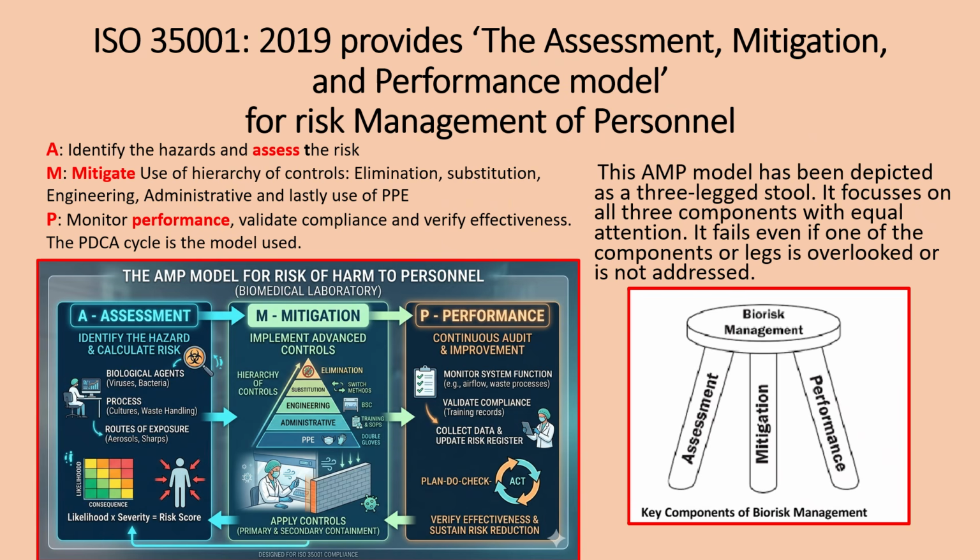ISO 35001-2019 provides the assessment, mitigation, and performance model for risk management of personnel. A. Identify the hazards and assess the risk. M. Mitigate. Use of hierarchy of controls such as elimination, substitution, engineering, administrative, and lastly PPE. P. Monitor performance, validate compliance, and verify effectiveness. The Plan, Do, Check, Act cycle is the model used.